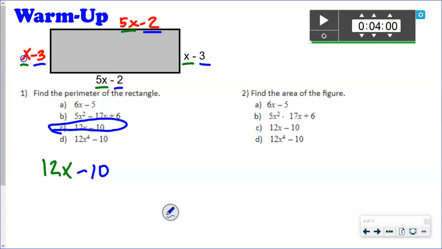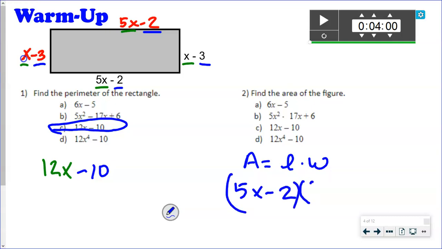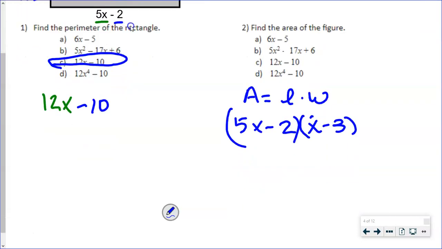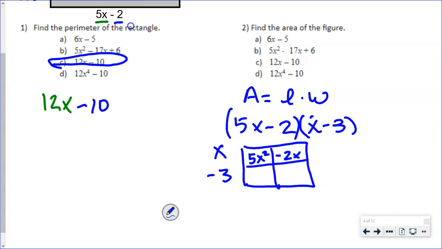To find the area of the figure, or the space inside, we would multiply the two sides together. So area is equal to length times width, right? Okay, so we're just going to do 5x minus 2 times our x minus 3. Now the way we typically do this is with the box method. So what I'm going to do is go down here and put this x minus 3 below it. And I'm just going to use my box to go ahead and multiply.